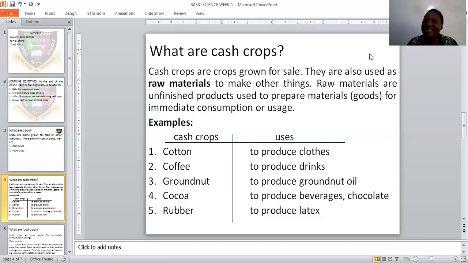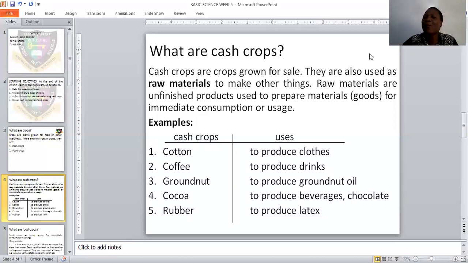Cash crops are plants grown for future use. The main purpose of planting such crops is for profit making. A farmer has decided to go into the occupation of farming, and he or she is specializing on cash crops. The main purpose of specializing on cash crops is for profit making, and it is not for immediate consumption.